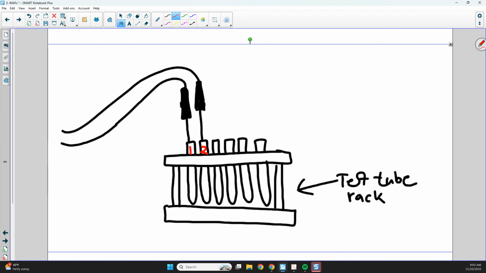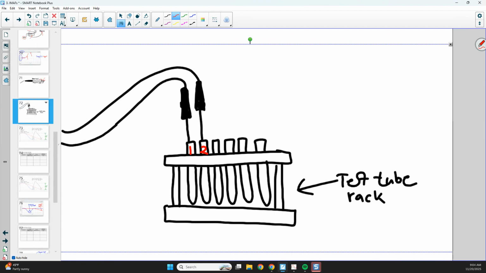So step 4 says at the same time, put each of the 2 probes into different liquids, confirm the identity of the liquids so that you don't get the probes mixed up. And then we're going to press the collect button on your software on the computer.